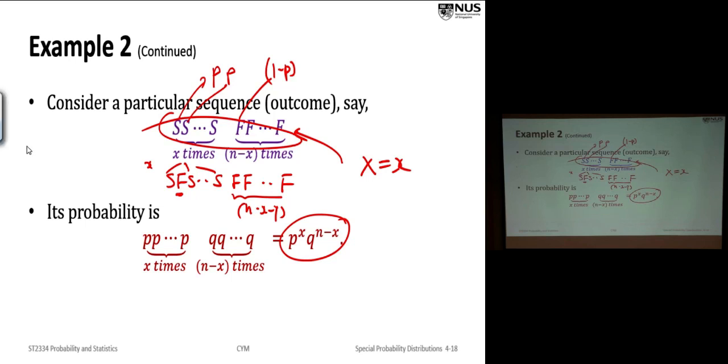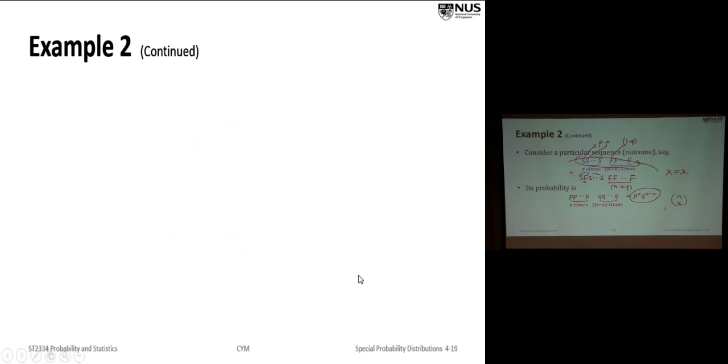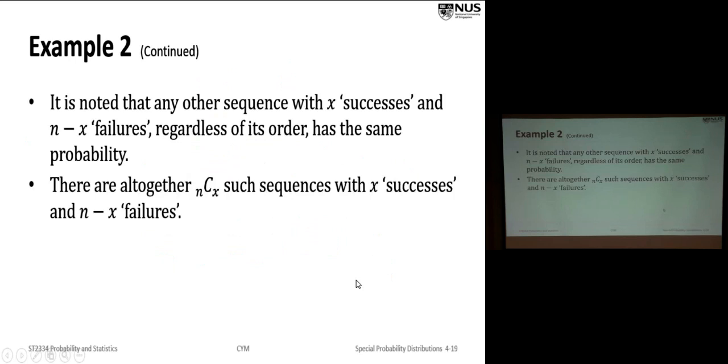So now the question is, how many such sequences are there in arranging this n? Basically, you just have to choose x numbers out of n. So there are so many sequences. Choose x out of n.